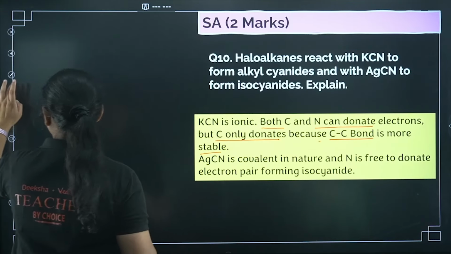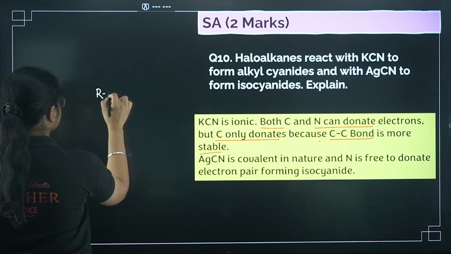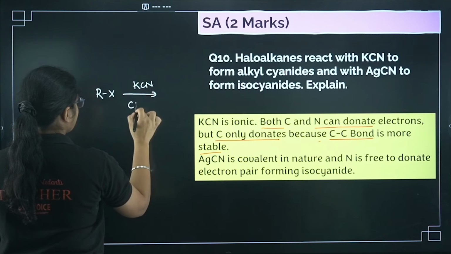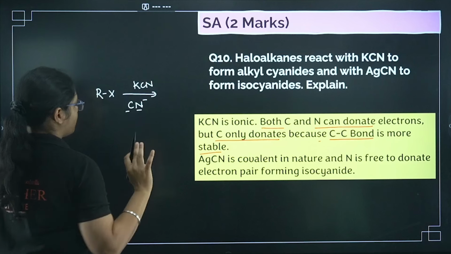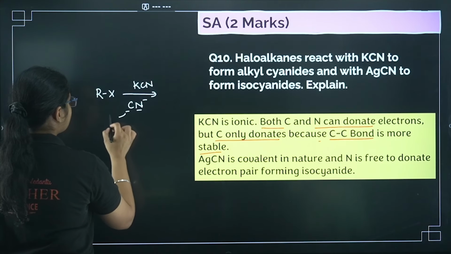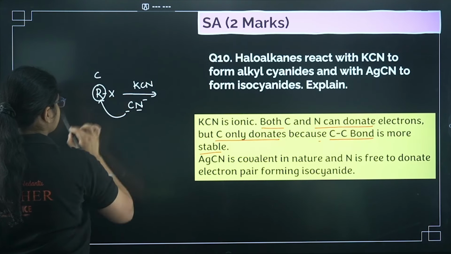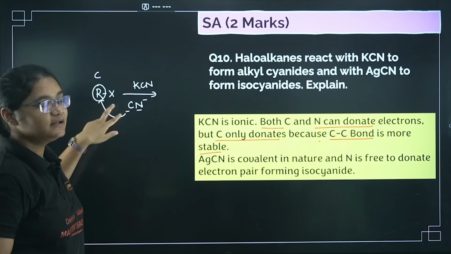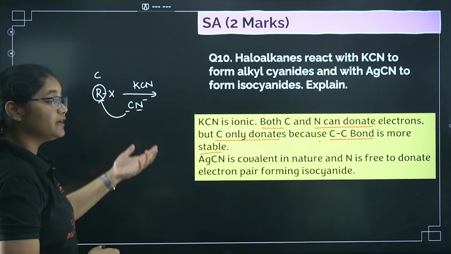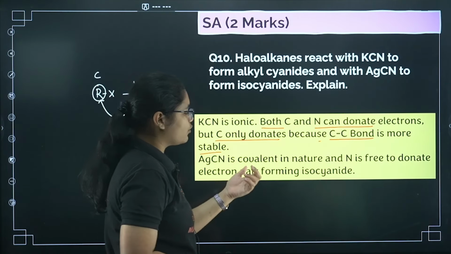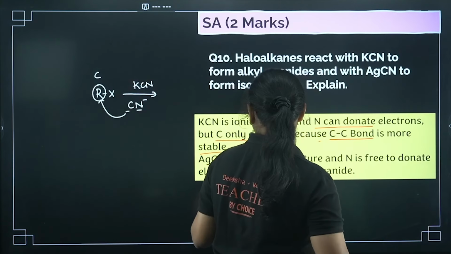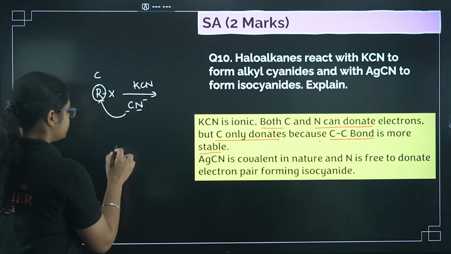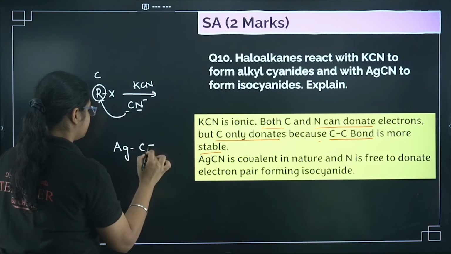You have this RX, and now you have KCN, in which we get CN minus. Both C and N can donate electrons, but the R group here is a carbon, so the C-C bond with R is more stable. That is why C forms the bond and we get RCN. Now AgCN is covalent in nature and N is free to donate its electron pair, forming isocyanide. When you have AgCN, there is a covalent bond between these.